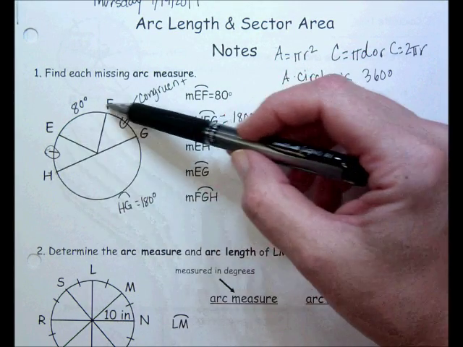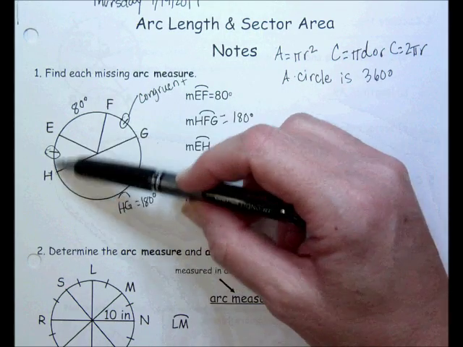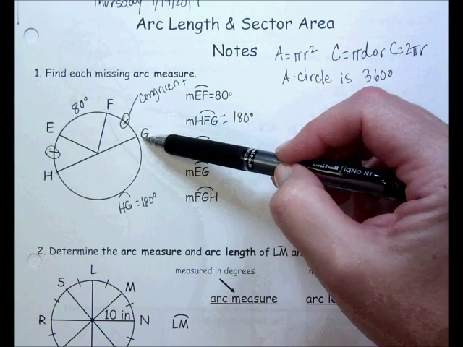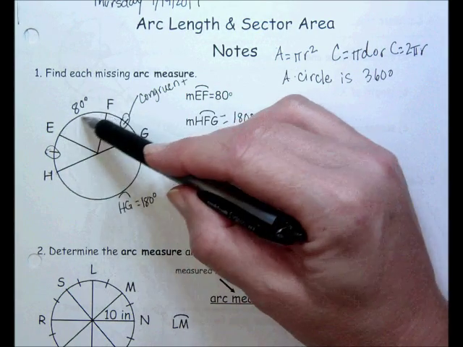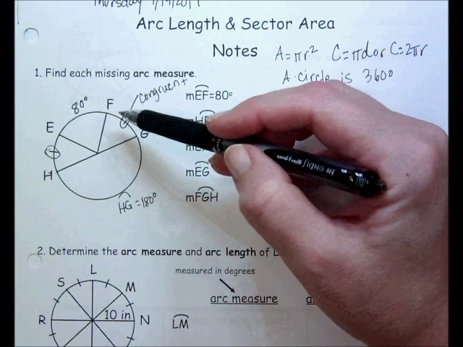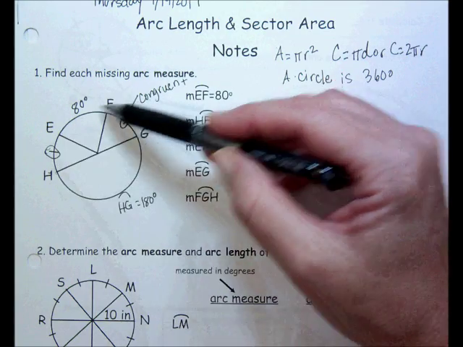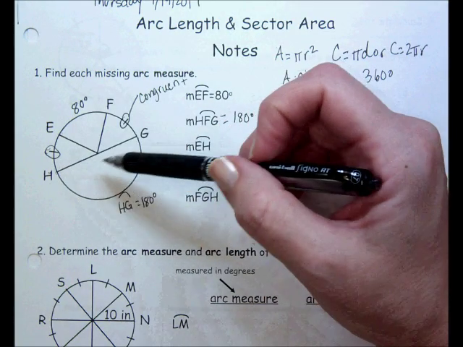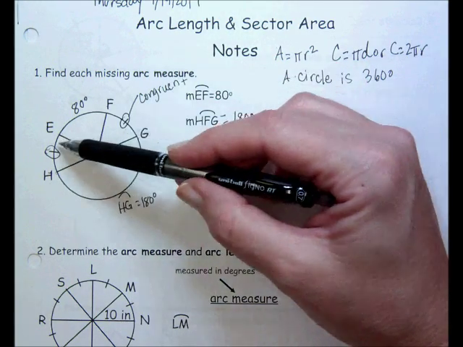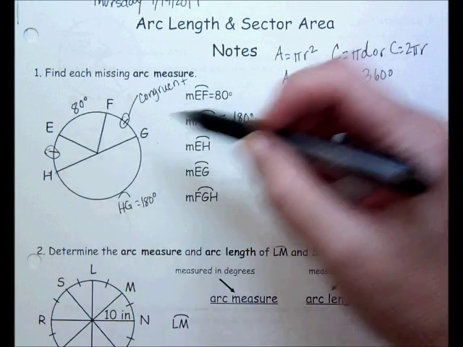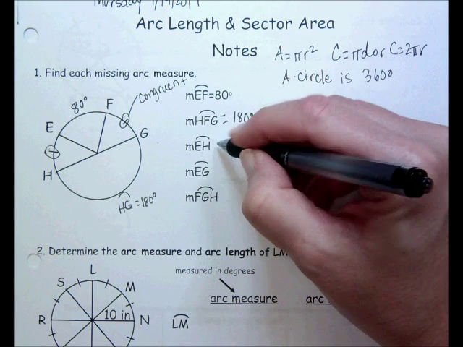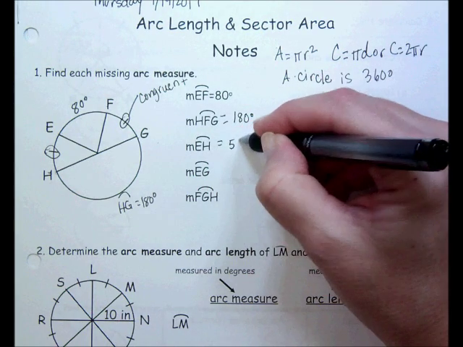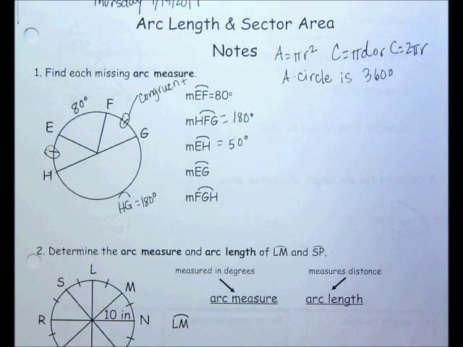Well, I know this whole measure going from H to G is 180 degrees, and I know this part right here is 80 degrees. So I can find out what's left over, and what's left over is 180 minus 80, so it's 100. Then I have to take that 100 and divide it by 2 because there are 2 equal parts. So 100 divided by 2 is 50 degrees.